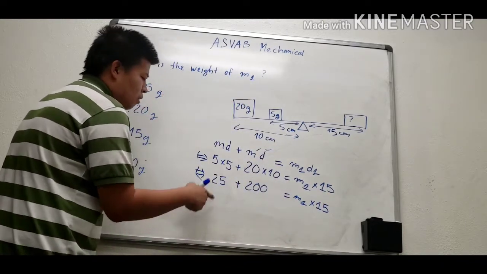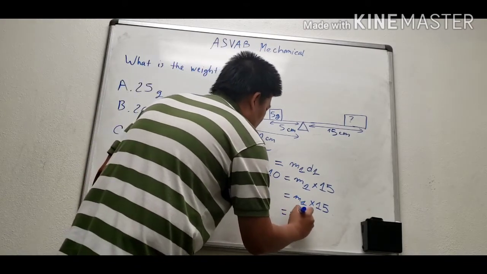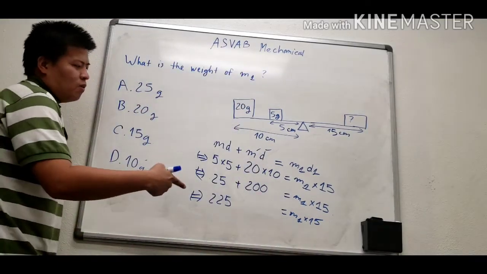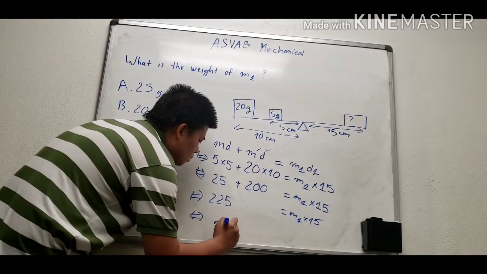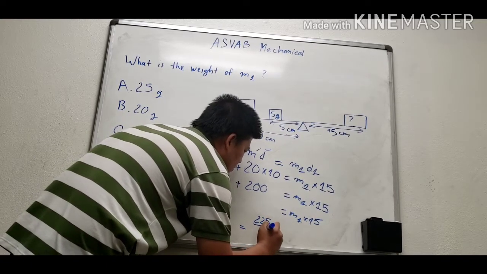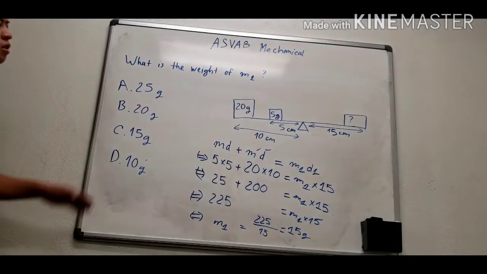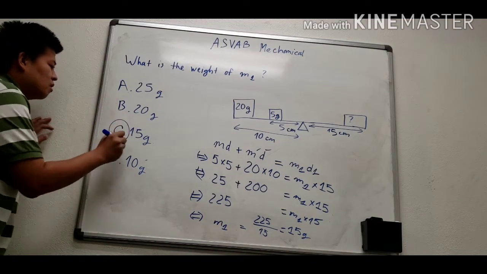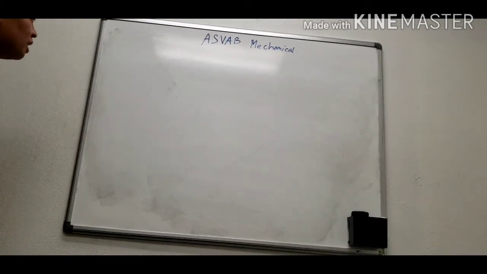So that on the left side is about 225. M1 multiplied with 15. So we just divide both sides with 15, so M1 is about 225 divided by 15. Equal to 15 grams. So that after we calculate everything, the answer for this question is about C. And we will talk about the tensions.